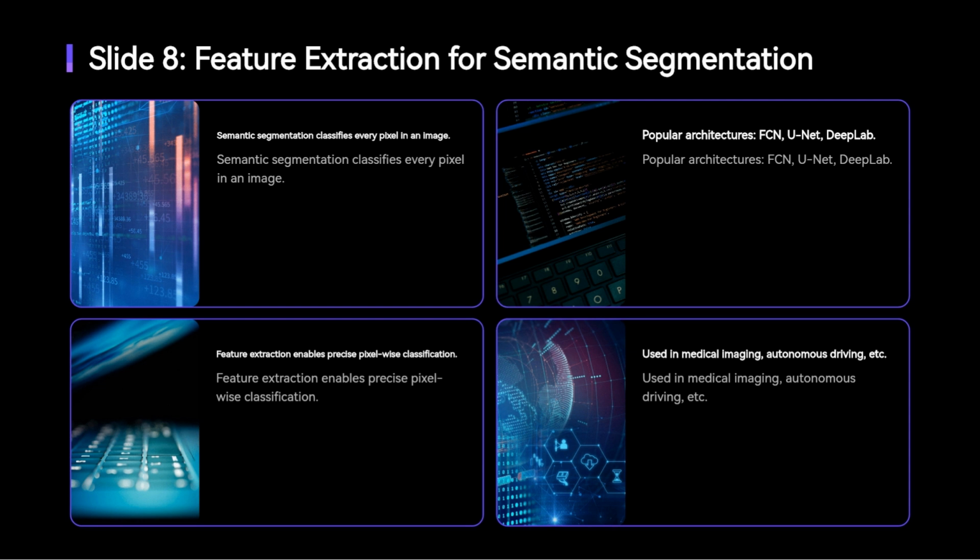CNNs, particularly those with fully convolutional architectures, FCNs, are used to extract features that enable the network to make pixel-wise predictions. FCNs remove the fully connected layers from traditional CNNs, allowing for end-to-end pixel-level prediction. Popular models for semantic segmentation include UNet, a model specifically designed for medical image segmentation. It has a symmetric encoder-decoder structure with skip connections to retain spatial details.